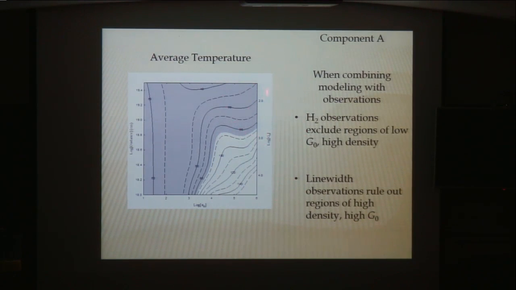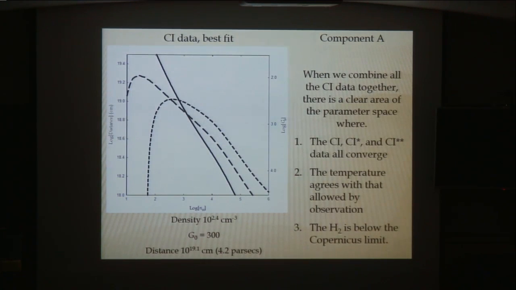Also on the right axis here, you'll see G0 for you PDR aficionados who'd prefer to see this in G naught as opposed to distance. So we can eliminate this part of the parameter space for component A because its temperature is too high. It's greater than allowed.